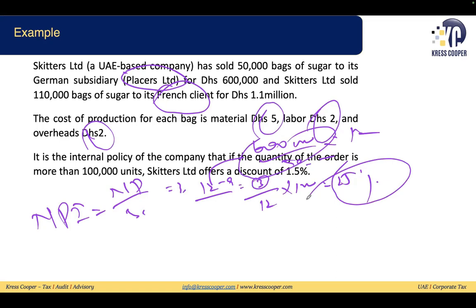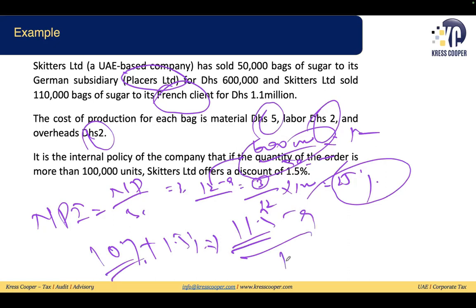The important thing is that a discount of 1.5% has been offered for each bag if the customer is buying more than 100,000. So my price is 10. This is a discounted price, keep in mind. Plus 1.5, total is 11.5. 11.5 is my sales price for the comparable uncontrolled transaction. So 11.5 minus 9, 2.5, divided by 11.5 into 100. How much will it be?